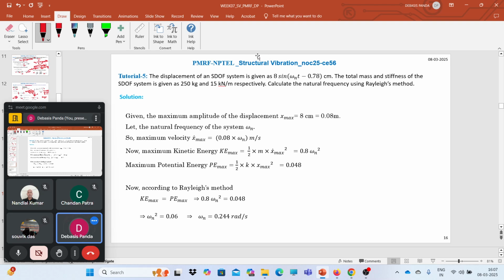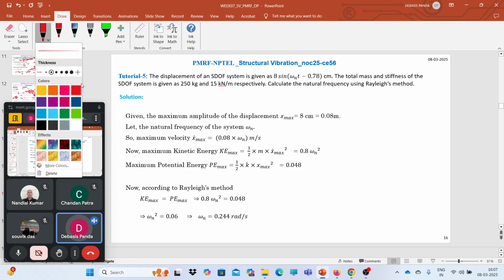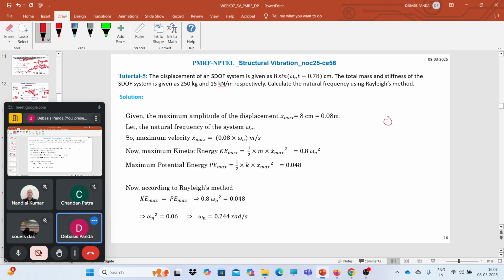So now from the Rayleigh method, it is clear that if we have this phi of x, if we have y of t, and if I can express my deformed shape like phi of x and y of t, we can easily calculate the natural frequency by equating the maximum potential energy to maximum kinetic energy. So now look at this problem. The displacement of a SDOF system is given as this.